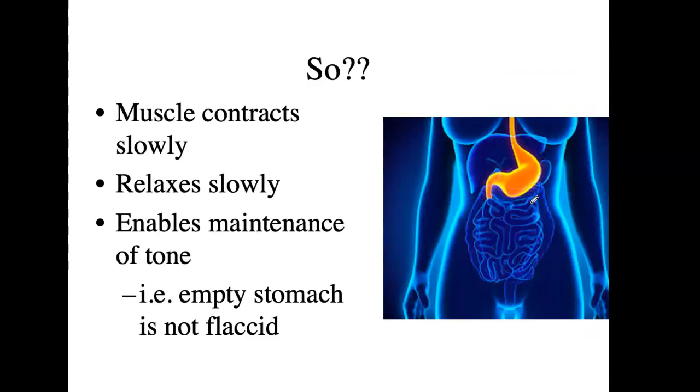This is just showing you how that muscle contracts slowly and it relaxes slowly. And it's going to enable maintenance of tone, which means it's going to maintain a little bit of rigidity even though an organ is empty. So for example, a stomach that doesn't have anything in it doesn't collapse into an empty wet balloon. It still keeps its shape. That comes from that smooth muscle. It's able to maintain tone. Okay, and those are the differences in summary between skeletal muscle and cardiac and skeletal muscle and smooth.